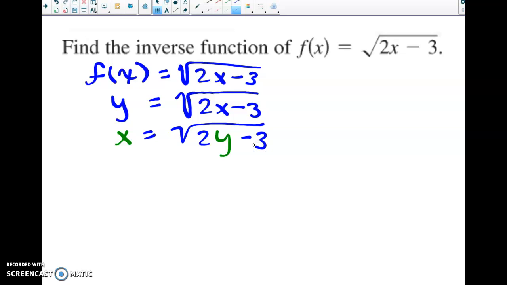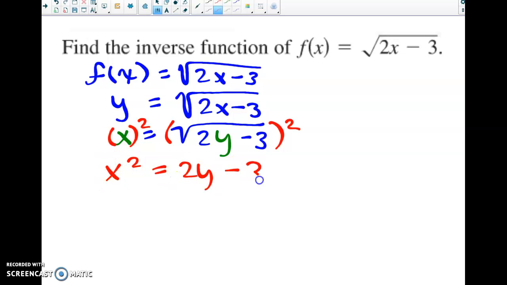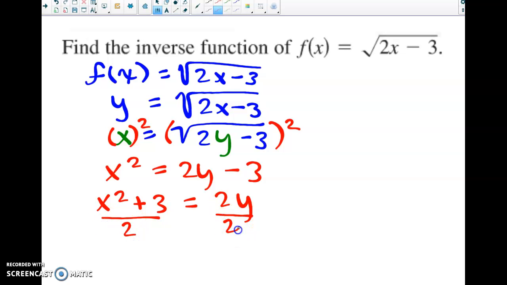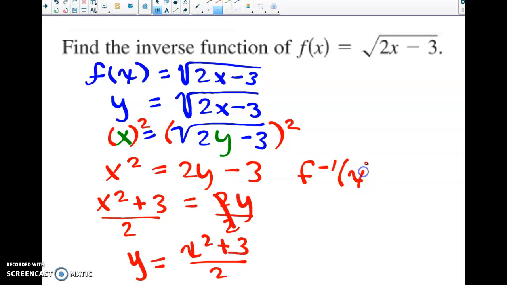The inverse operation of the square root function, in order to get rid of the square root, is squaring both sides. Put parentheses around it because sometimes the left-hand side might be more than one term. So now we have x squared equals 2y minus 3. Add 3 to both sides. Divide by 2. So y equals (x squared plus 3) over 2, or the inverse of f is (x squared plus 3) over 2.